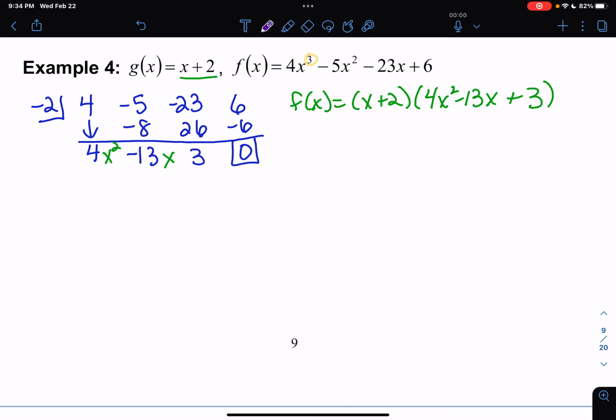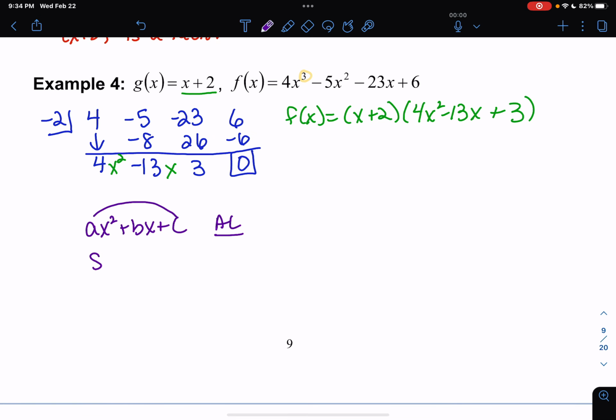Since it's in the form of ax squared plus bx plus c, we multiply the a and c together and find the pairs of factors of AC that add up to the middle term, b, and then we are going to split the middle term, and then we're going to factor by grouping.